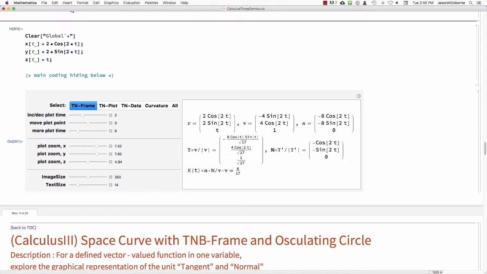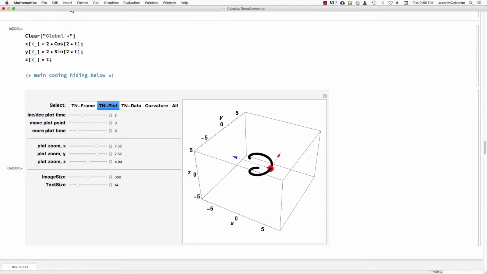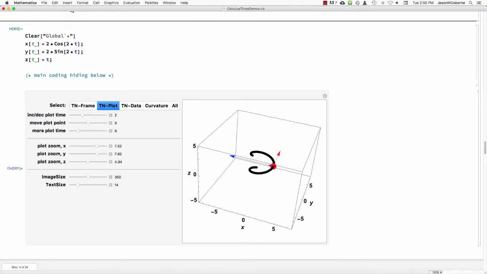Okay? And you can then compute T and N, you can compute a sub T and a sub N, and if you compute a sub N by this dot product divided by the speed squared, the curvature of that thing is a constant, 8 over 17. Okay, so it's a curve that's constantly bending. It has the same bend from point to point, which is what a helix will do.